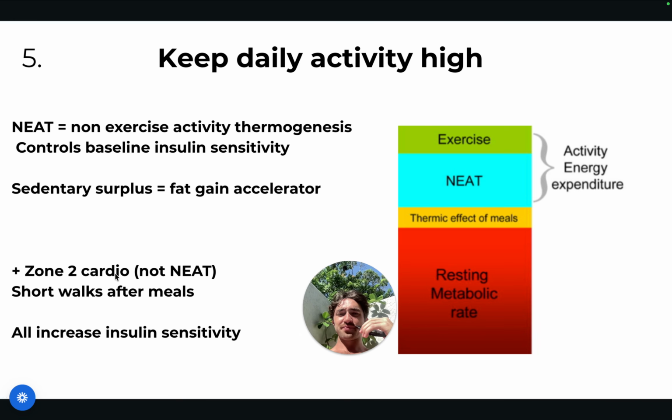So I would definitely recommend doing some zone 2 cardio and then some short walks after your meals. I did cover this before as well. Basically, especially on the high carb meals, just go for a walk. And these all increase your insulin sensitivity. So just add these two things.